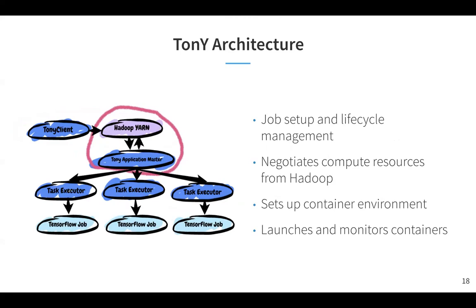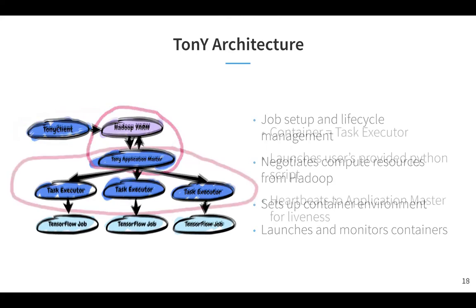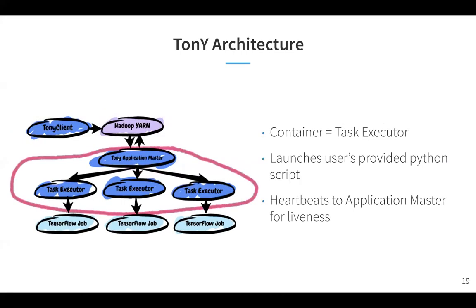The Tony AM is the brain of the whole application. It's like the driver. It is responsible for setting up the environment and managing the life cycles. It talks to Hadoop YARN again to negotiate the resources for the other executors, or the jobs. It's also responsible for setting up the container environments and launching and monitoring the containers. And at the bottom layer is the Tony task executor. The Tony task executor is responsible for launching the actual TensorFlow Python script and also doing some heartbeating with the application master for liveness checks.